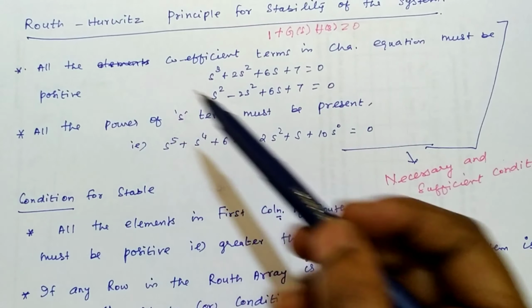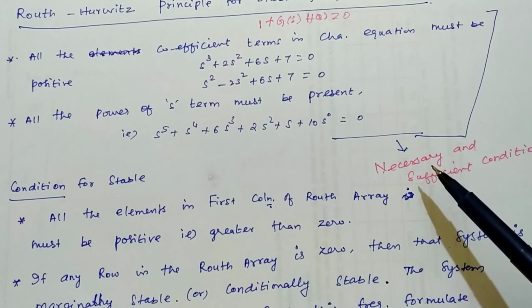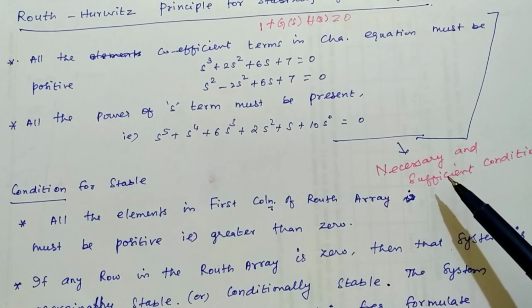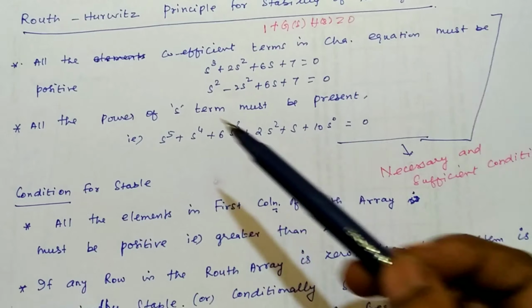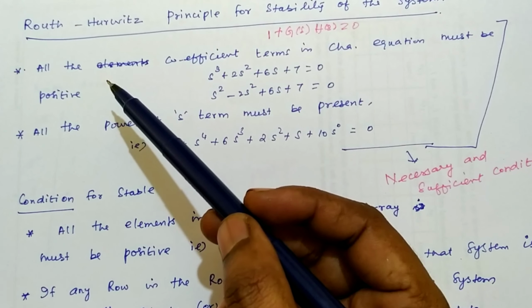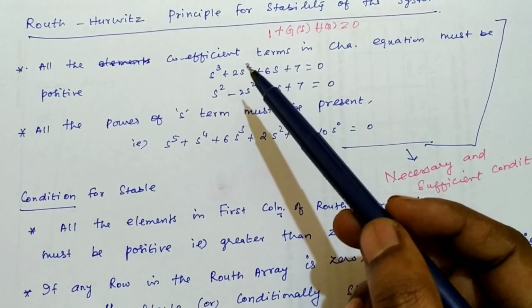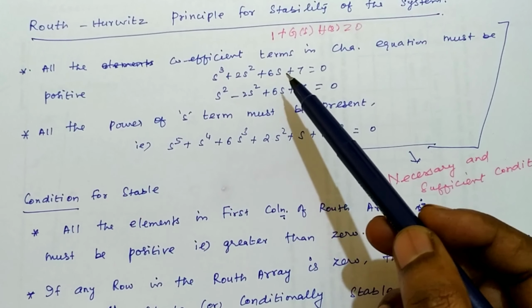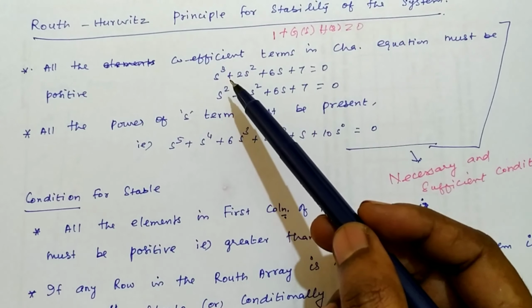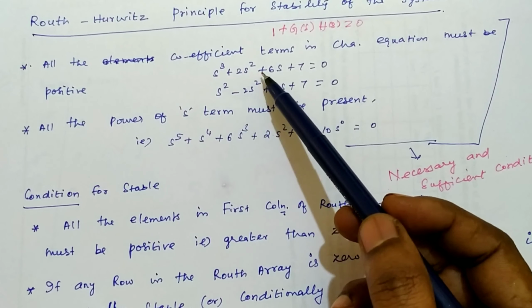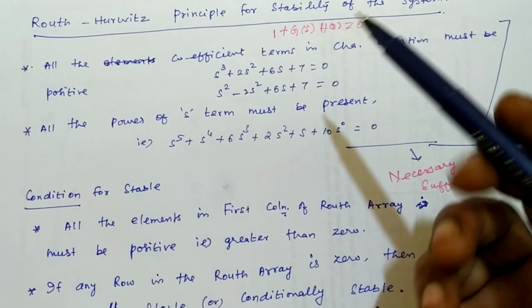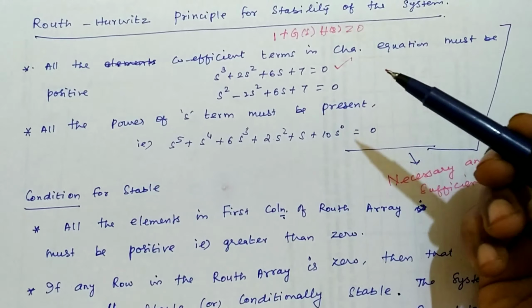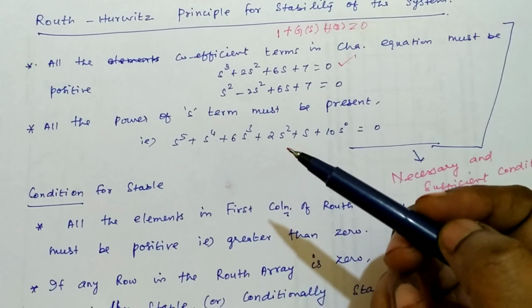Here the Routh-Hurwitz principle gives the necessary and sufficient conditions. For a given system's characteristic equation, all the coefficient terms must be positive. If they are positive, then it can be a stable system.